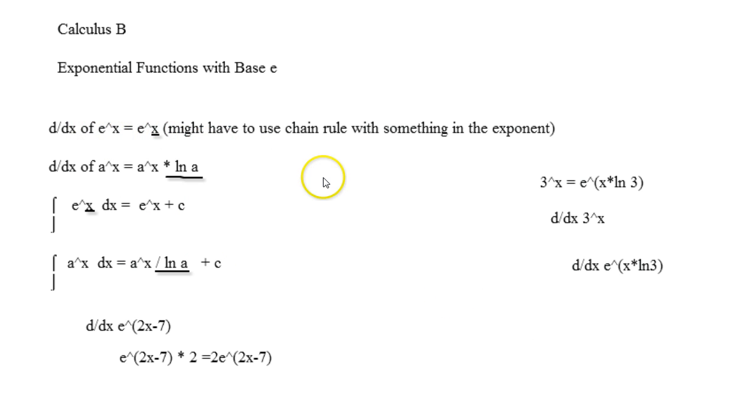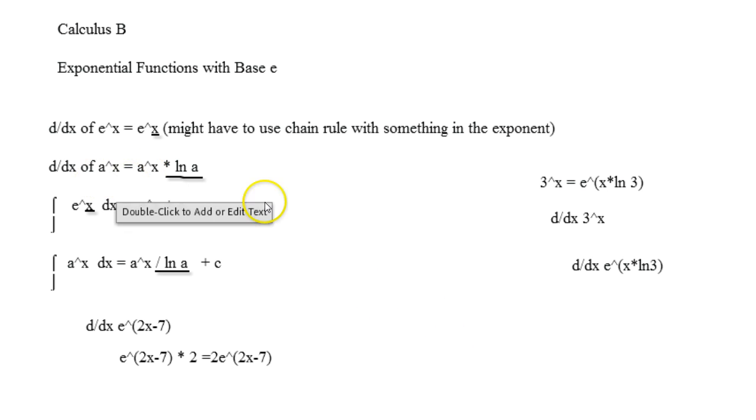Okay, so the derivative of e to the x is e to the x. You might have to use the chain rule with something in the exponent. For example, the derivative of e to the 2x minus 7 is e to the 2x minus 7 times 2. Remember, the chain rule is the derivative of the outermost function with the innermost function in it, times the derivative of the innermost function, so it would be 2e to the 2x minus 7.